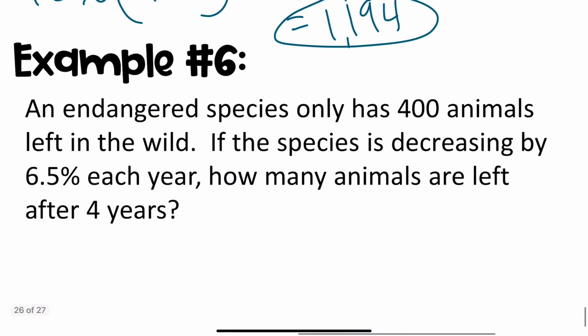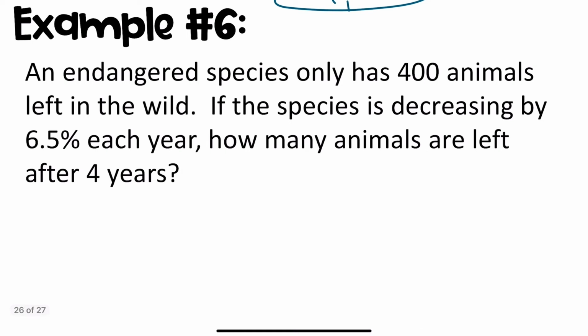Okay, last one we got is example 6. I'm going to get out my highlighter. An endangered species only has 400 animals left in the wild. If the species is decreasing by 6.5% each year, how many animals are left after 4 years? All right, initial value, they only have 400 animals. So that's going to be my A. They are decreasing by 6.5% each year. That is going to be my R for my rate. And that's after 4 years, so my time is going to be 4, t.